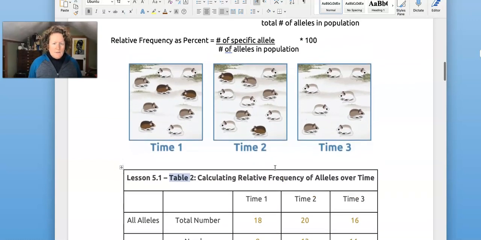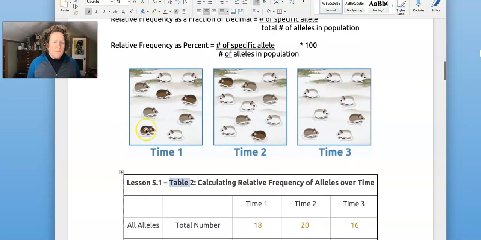And let's just count the total number of alleles in each population. So we have 1, 2, 3, 4, 5, 6, 7, 8, 9. 9 mice times 2 alleles each equals 18. We can do the same for time 2. There are 10 mice times 2 alleles equals 20 total alleles in this sample. And time 3, we've got 8 mice, so times 2, that's 16 alleles.